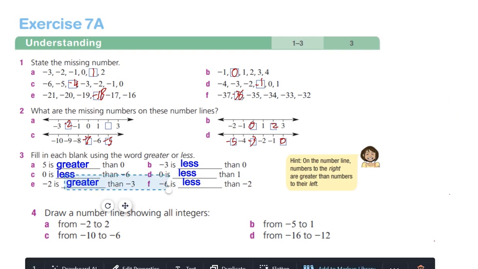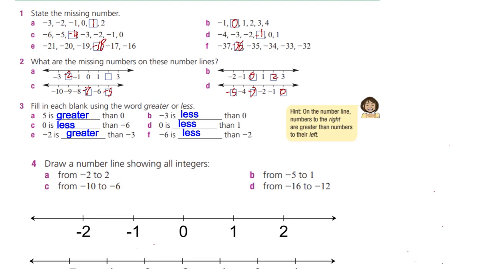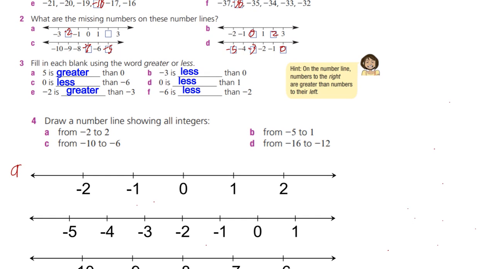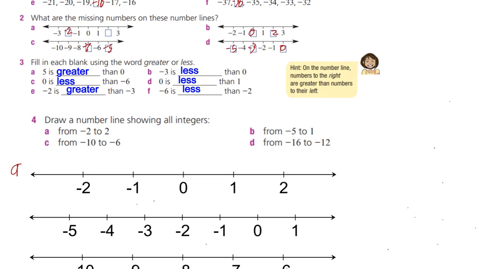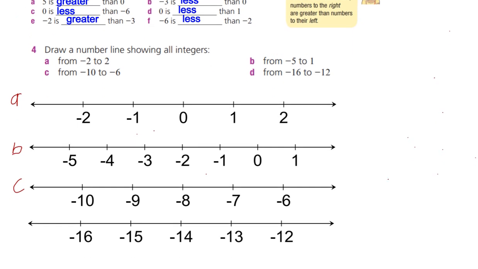Okay, draw a number line showing all integers. For A, I actually got these from a website, I'll have it in the description. From A, there's all the numbers from -2 to 2. From B, you've got 6 numbers from -5 to 1. For C, there's your numbers from -10 to -6. From D, you got the numbers from -16 to -12.